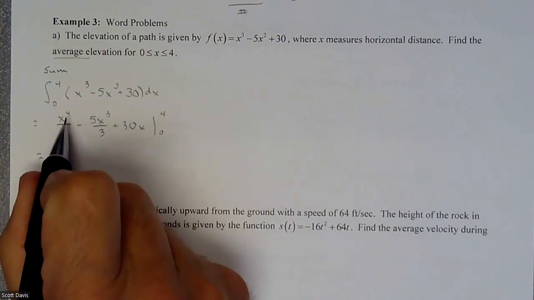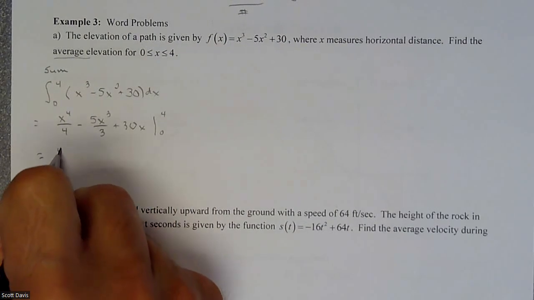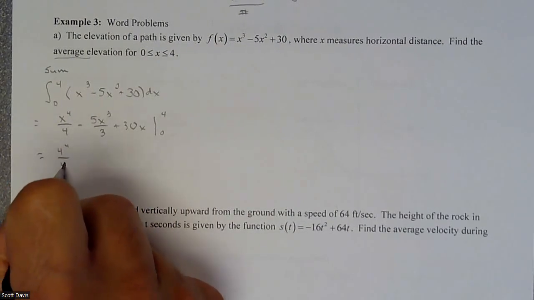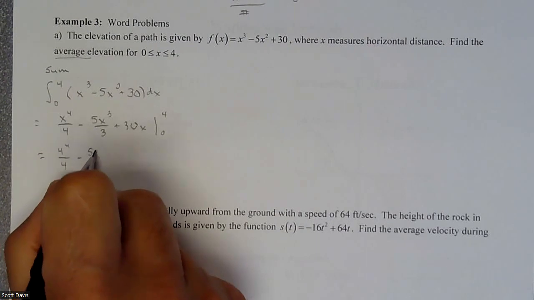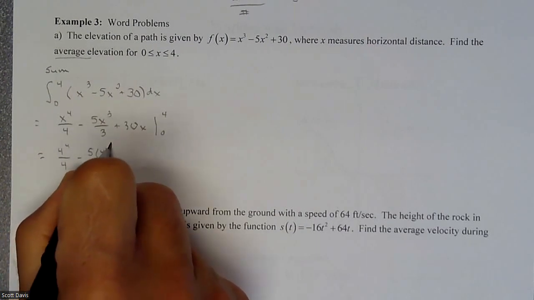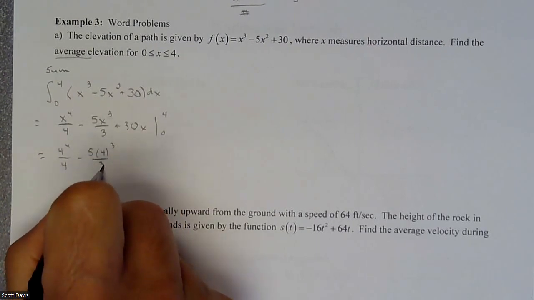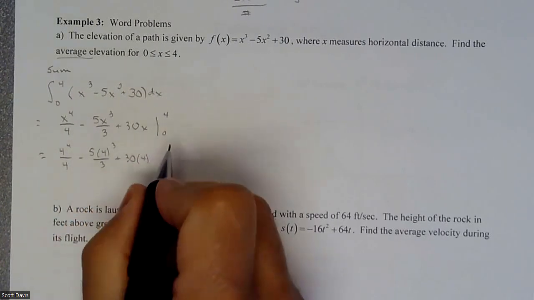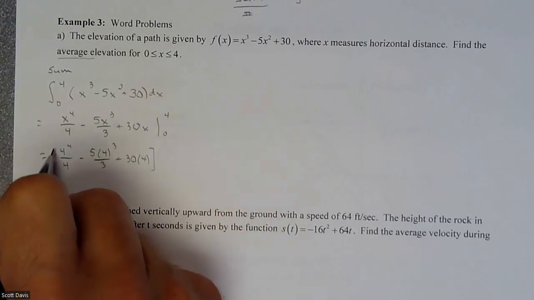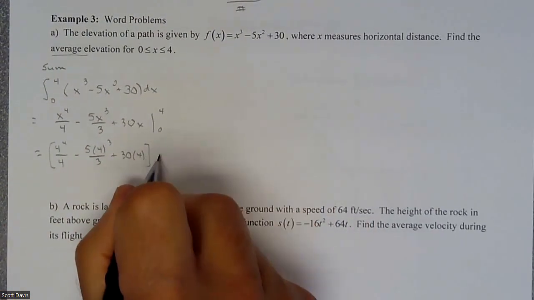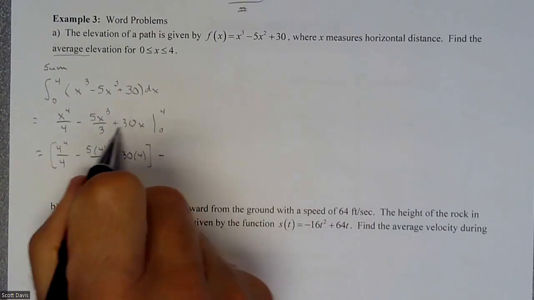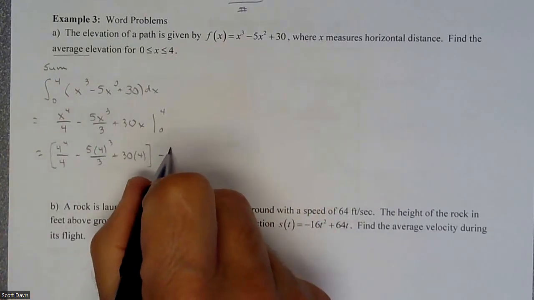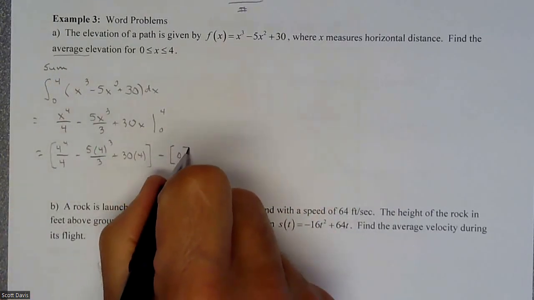So we got 4 to the 4th divided by 4 minus 5 times 4 to the 3rd divided by 3 plus 30 times 4. So that is plugging 4 in and then minus. When we plug in 0, it all is just going to go away. So minus 0.